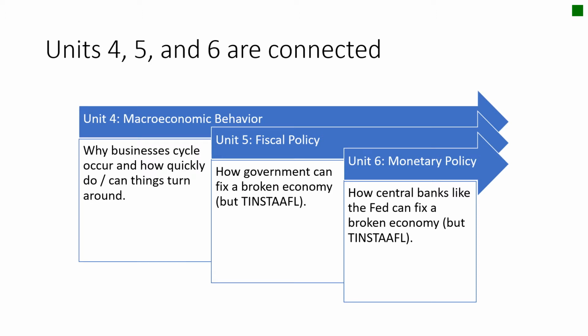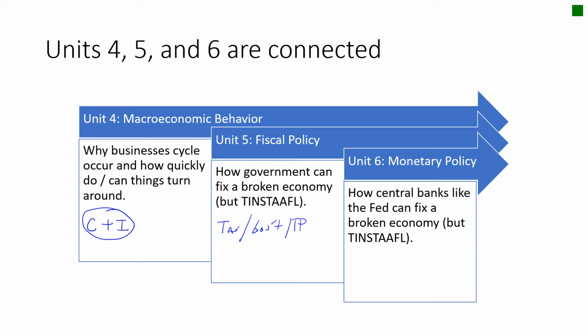So units 4, 5, and 6, like we've said before, are all kind of connected, right? In Unit 4, we focused on why recessions, depressions, contractions, and expansions happen, focusing on the impact of consumption and investment on those business cycles. Well, now that we have a pretty decent understanding of why these things occur, we are going to start to focus on how we can fix those problems. So Unit 5 focuses on how the government can work to fix a broken economy through manipulation of taxing and government spending and transfer payments.